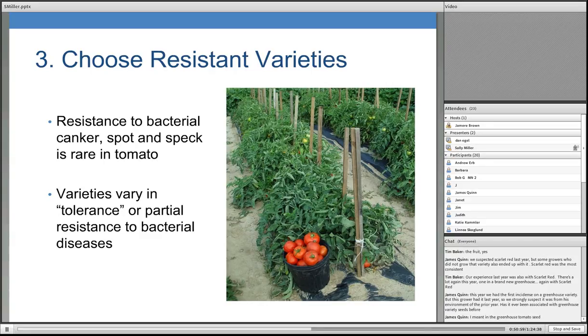There are varieties that vary in what the seed companies might call tolerance, which is really a partial resistance, and that basically can hold up some varieties better than others. But as far as I know, you won't find that in the seed catalogs. It's just that people who have a lot of experience with these varieties get a feel for which ones can hold up better than others.